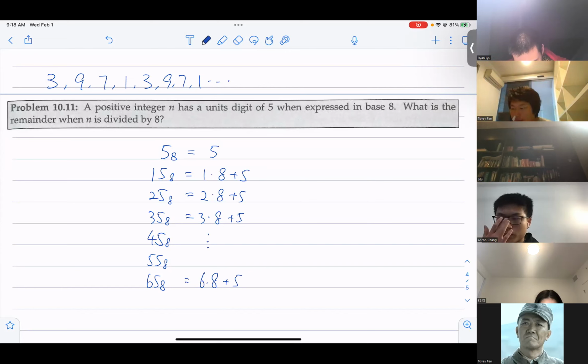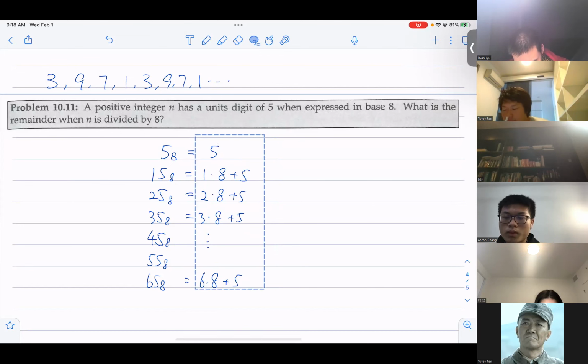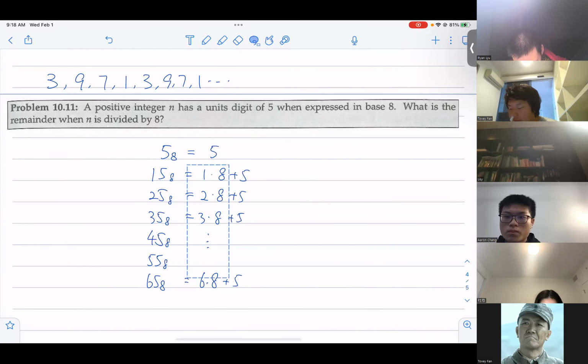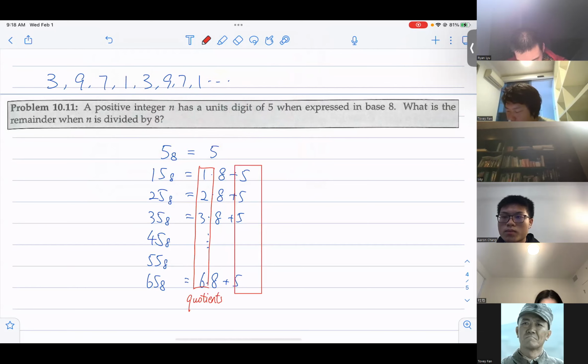Then for all of these numbers, these are numbers in base 10 already. So if you divide by 8, then obviously this is gone. These are the quotients when divided by 8, and these are the remainders. That makes sense? This is just another way to write down division, right? Remainder.